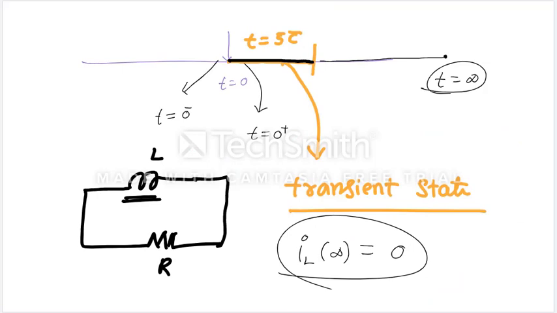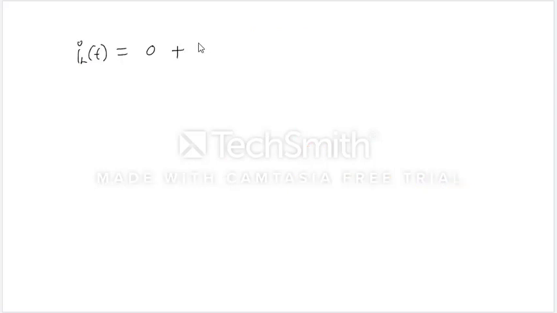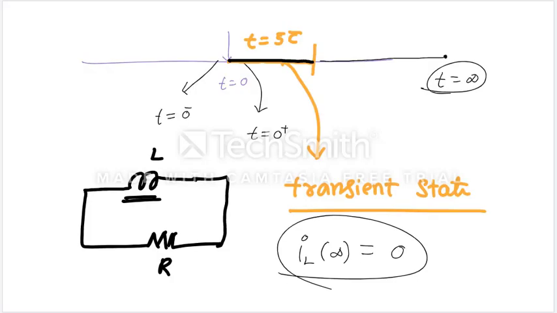Now see this here, I can use all these terms in the formula. So tell me, this expression for IL of t, what can I say? Final value: the final value is 0, plus initial value. How much is this initial value, that is IL of 0 plus, that is 2. Yes, 2 minus 0 into e power minus t by tau. What is tau? It is a time constant, which is given as L by R.